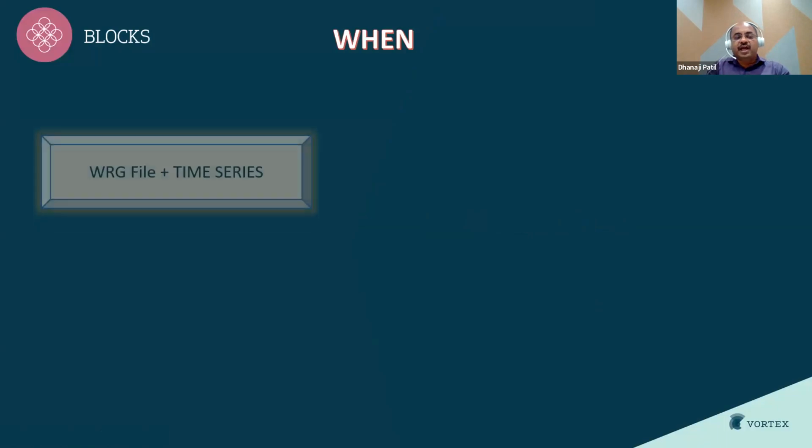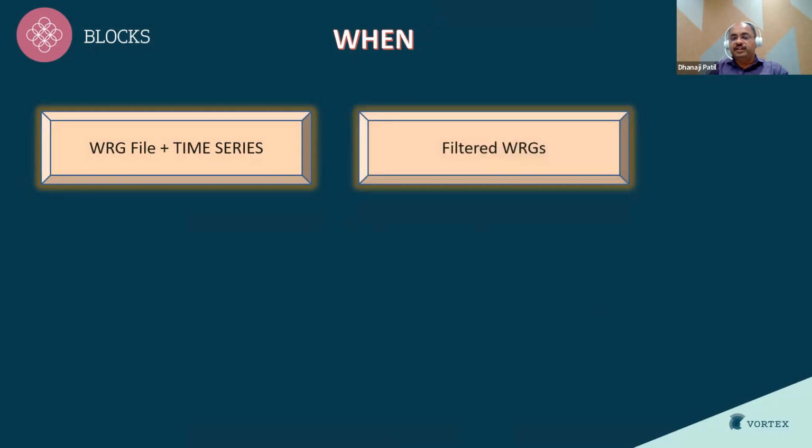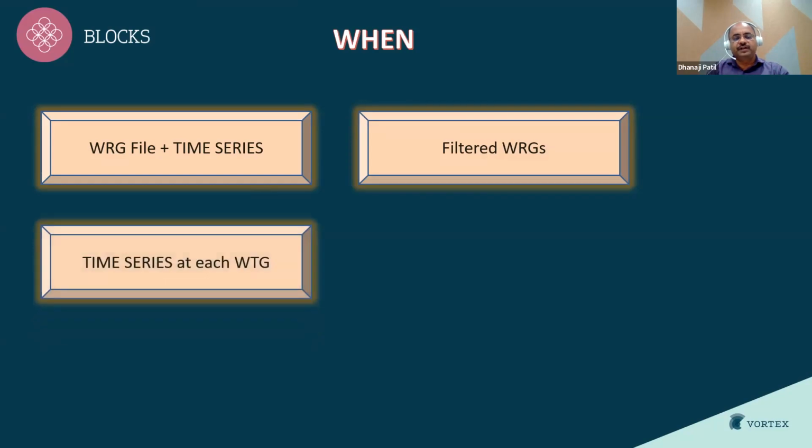Whenever somebody wants WRG file information and also time series information, he can go for the blocks run. Whenever filtering is important for any specific criteria or any specific study, he can go for the blocks run, as blocks has filtering options for WRG. We can use those filtering options. Whenever you are interested in time series information at each of the proposed WTG positions, maybe for micrositing or the operational wind turbine positions, you can go for the blocks run.